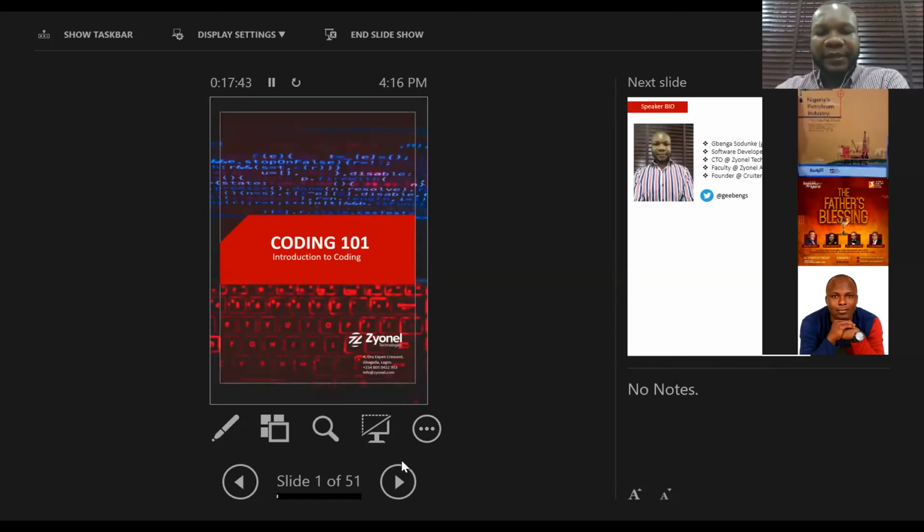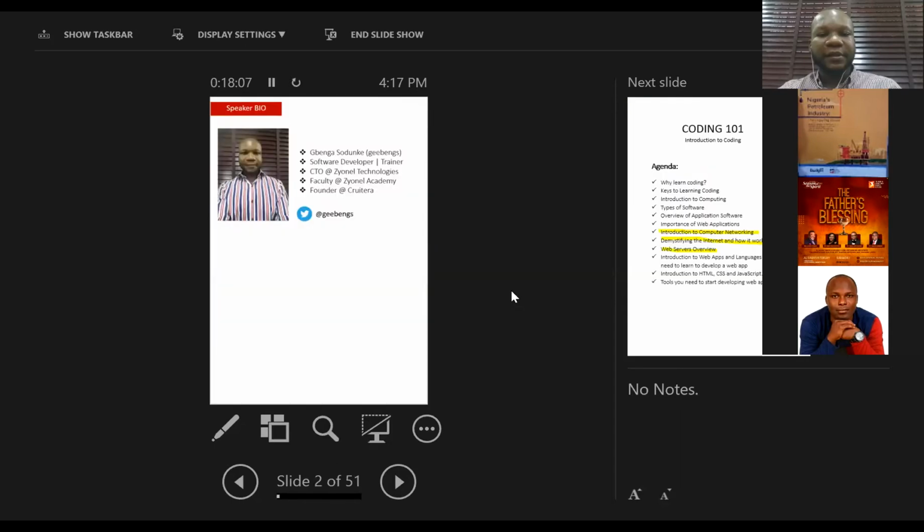Now before I begin, let me introduce myself, though Iano has tried to introduce me. I would like to do it by myself. My name is Gbenga Shodunke, as she has rightly said, but you can also call me G Banks. G Banks is more straightforward. I'm a software developer and a software trainer, and the CTO of Zionel Technologies. I'm a faculty at Zionel Academy.